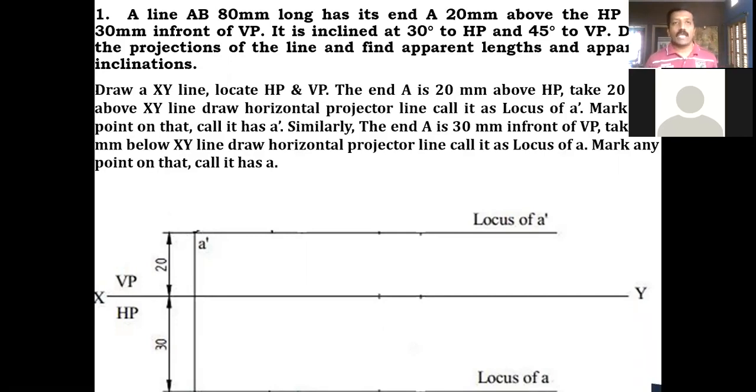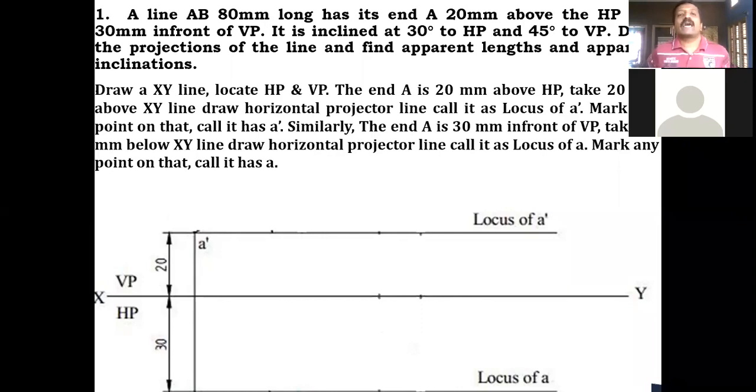After reading it, let me read once again and list out all the data. A line AB 80 millimeter long means this is the actual length of the line. That means true length is equal to 80 millimeter. You can write it on the right side. Next, end A is 20 millimeter above HP and 30 millimeter in front of VP. This is the lower end A, and this information with respect to the lower end is given. That is the fixed end, that we cannot change.